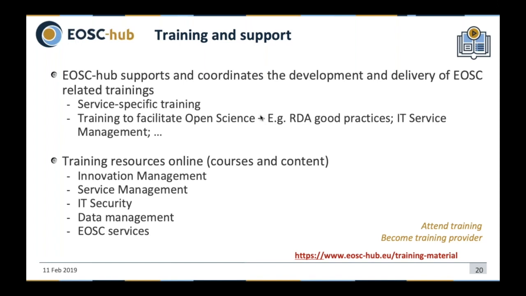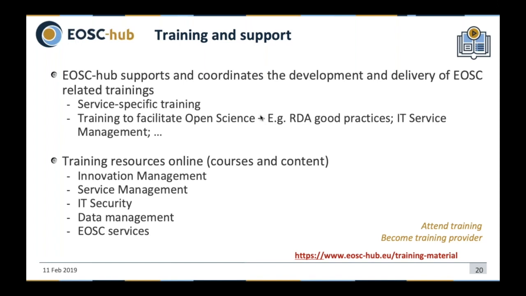The other types of training and support that we offer or we federate are training that facilitates open science. So again, referring back that EOSC is the cloud for open science. So topics like good practices in research data management, good practices in IT service management, good practices in securing online services, these kind of things that really can facilitate open science, irrespectively of the specific technical service that we talk about or that we use for implementation.